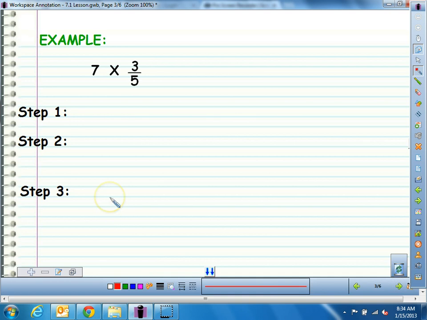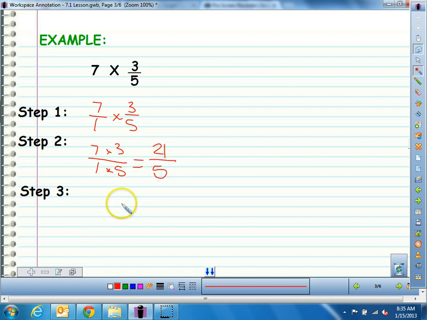All right, so let's try it again. What's the first thing that I need to do? I need to take 7 and turn it into a fraction. So now I have 7 over 1 times 3 over 5. Now I do top times top, bottom times bottom. So I take 7 times 3 over 1 times 5. 7 times 3 gives me 21. 1 times 5 gives me 5.